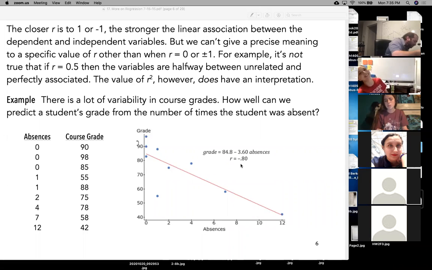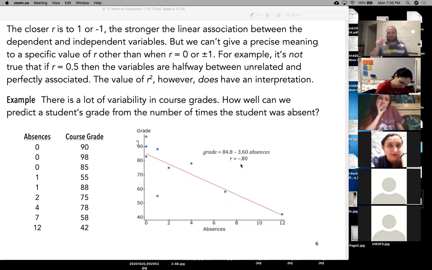0.64. Okay. So we say 64% of the reason why the grades are different is because of absences. And the other 36% is because of things that we're not considering, like how hard they work outside of class and how smart they are in the prerequisite classes, and how much sleep they get, and all the other considerations. We can only attribute 64% to absence.